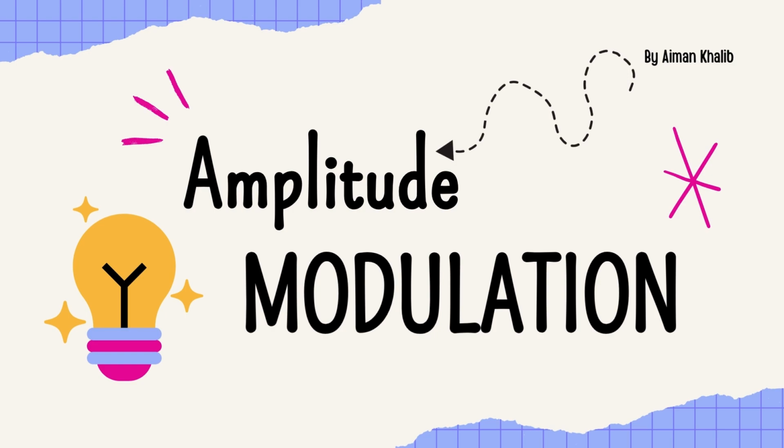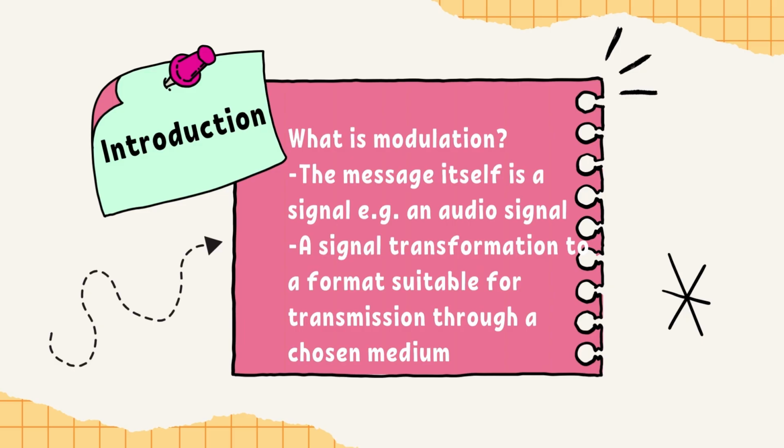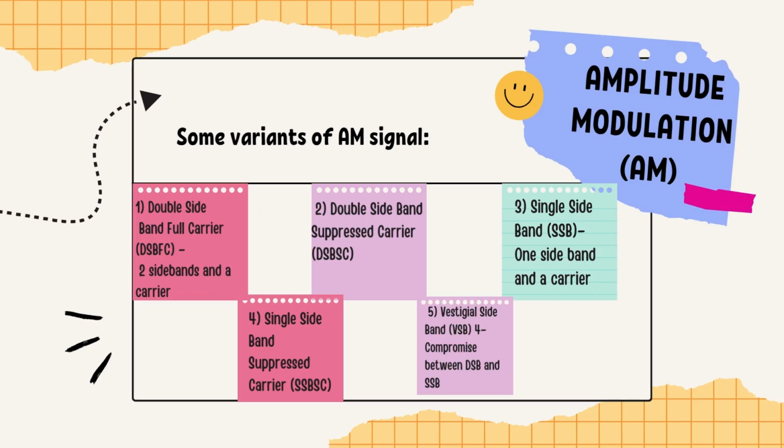In this section, I will explain amplitude modulation. So first of all, what is modulation? The message itself is a signal, for example, an audio signal. Modulation is a signal transformation to a format suitable for transmission through a chosen medium.